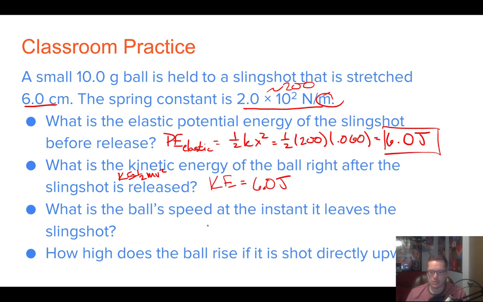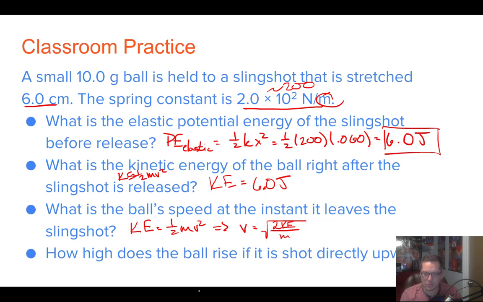What is the ball's speed at the instant it leaves the slingshot? Well, now is where we can use kinetic energy equals 1/2 mv squared, right? So we could solve for velocity. That'll give us the speed, because speed is just the magnitude of velocity. I don't have vertical room here, so I'm going to draw this double arrow. So my velocity would be equal to the square root of 2 times my kinetic energy divided by mass. We've got to take the square root of that.